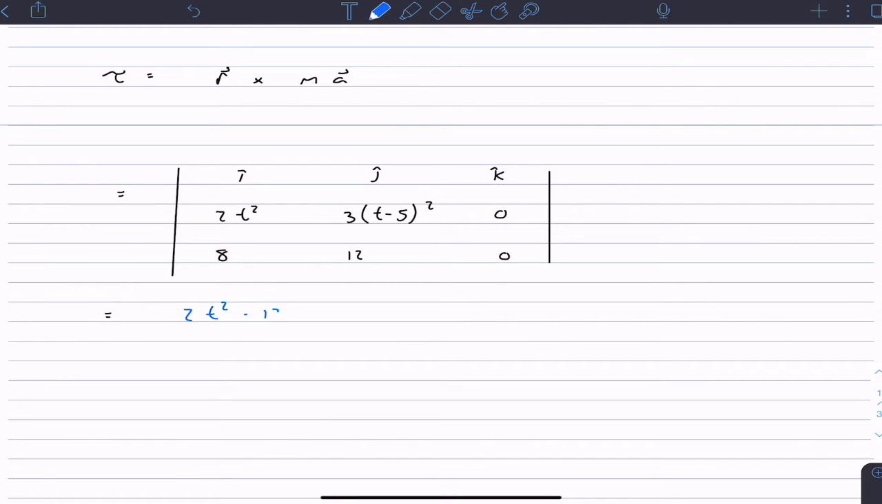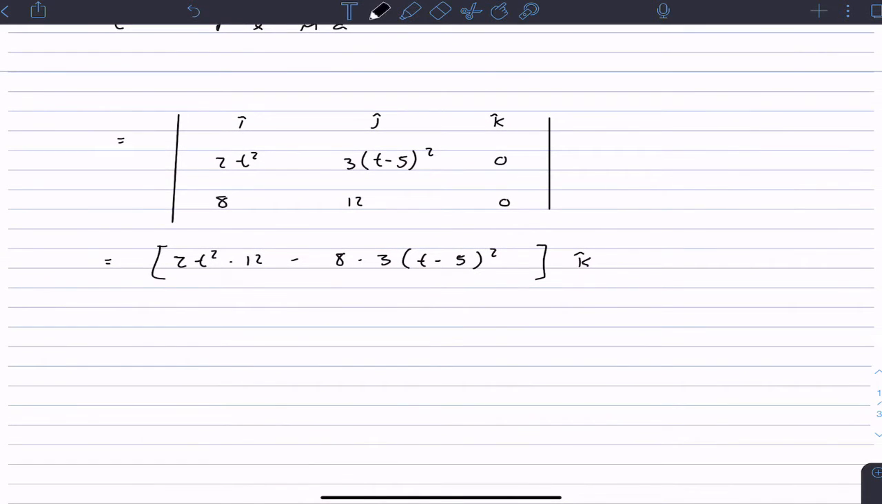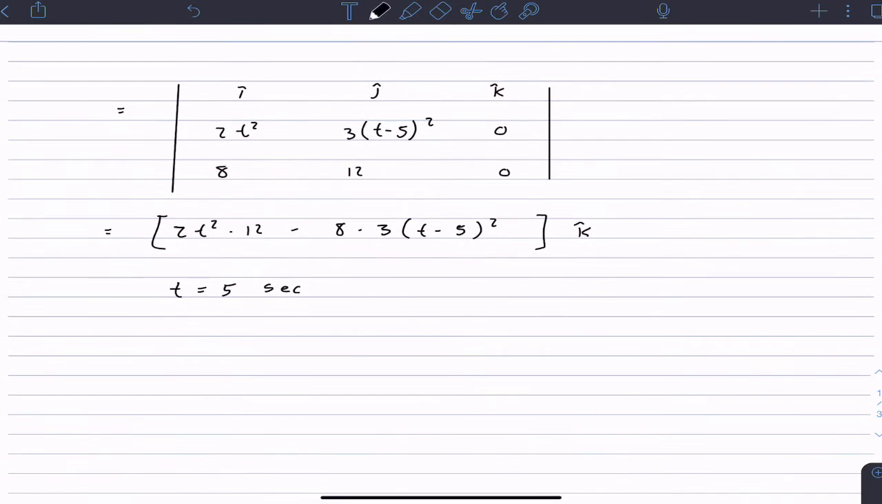So we have 2t squared times 12. Let's write that in black. 2t squared times 12 minus 8 times 3t minus 5, all squared. And this is in the k hat direction. Now it's at the same instant, so that means t is equal to 5 seconds. Let's plug in t equals 5 seconds. What does that give us? This term goes to 0 again, so that term goes away.